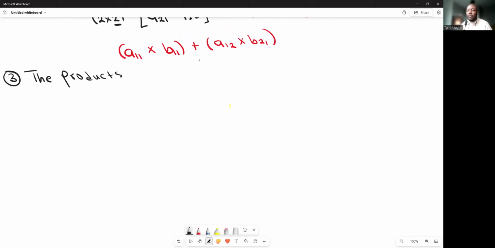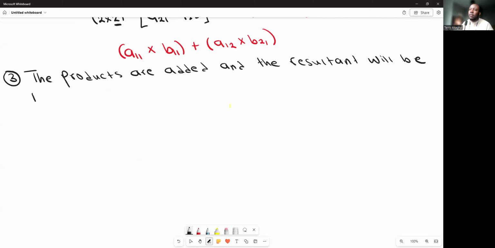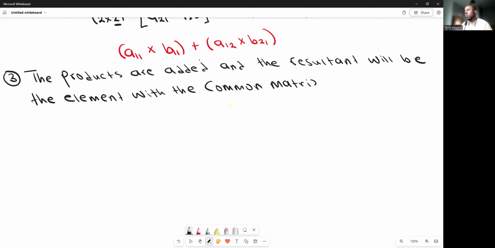So the products are added, and the resultant will be the element with the common matrix notation of the multiplied row and column.